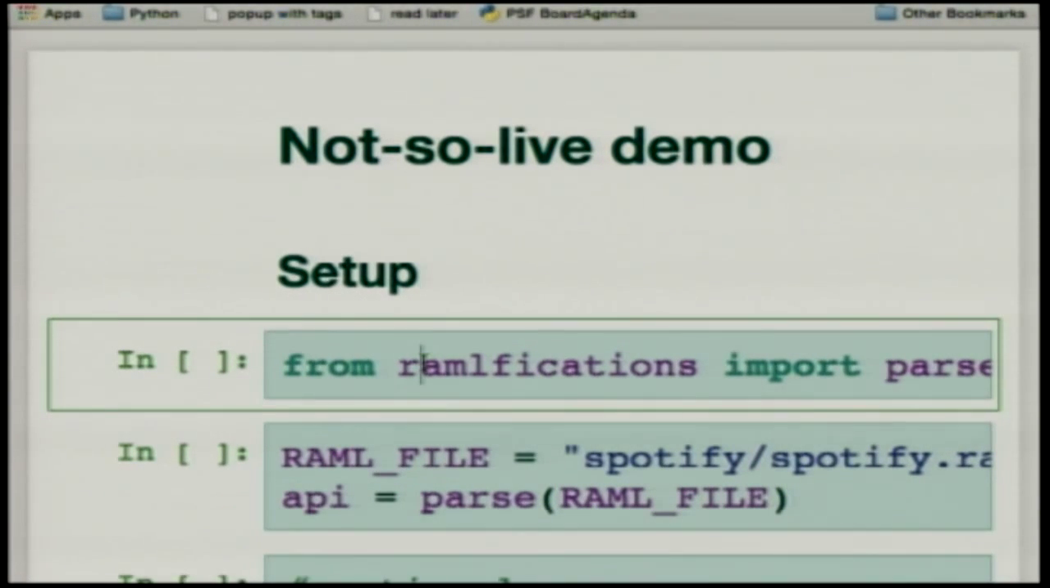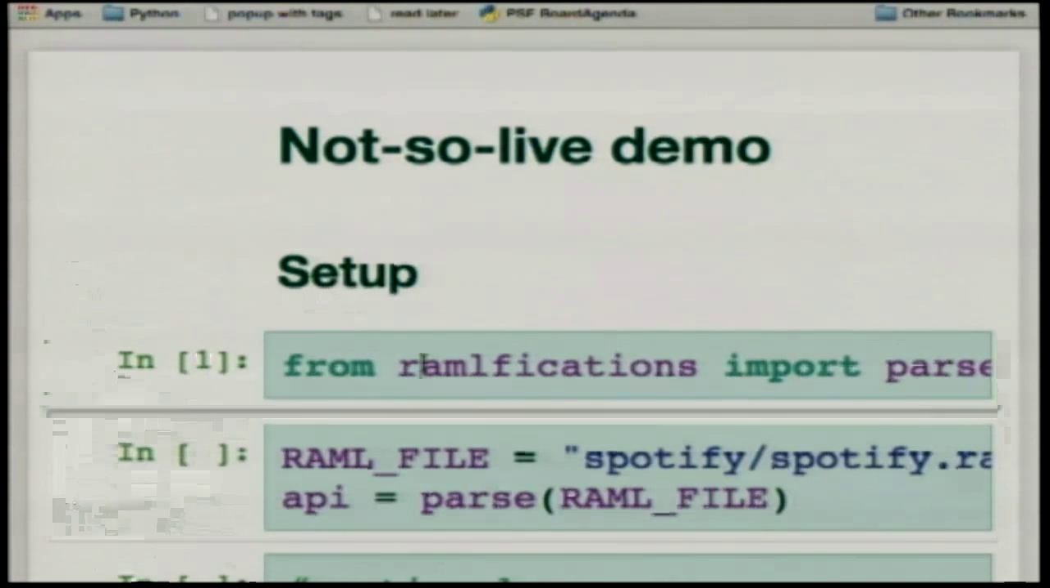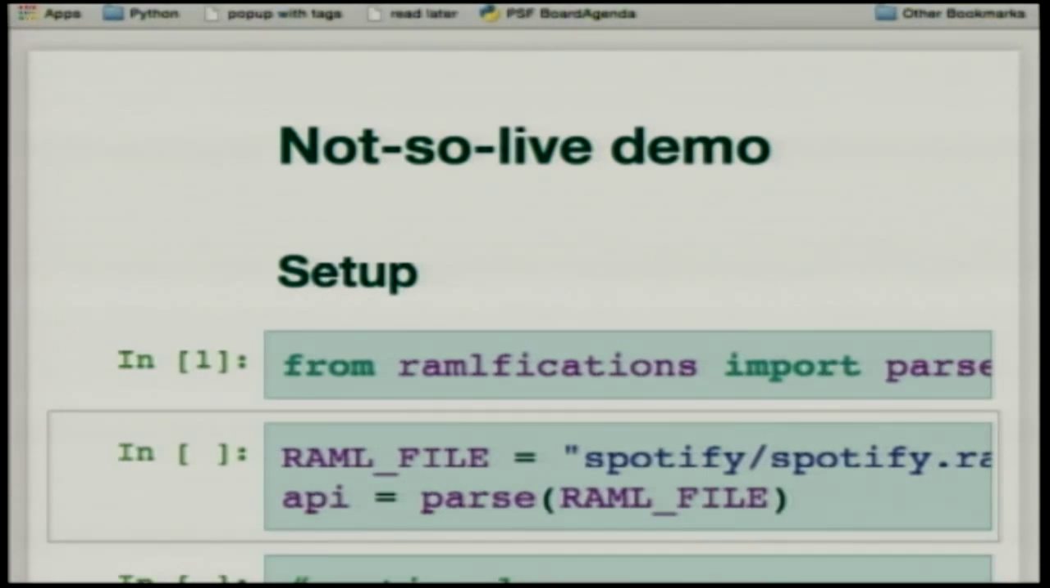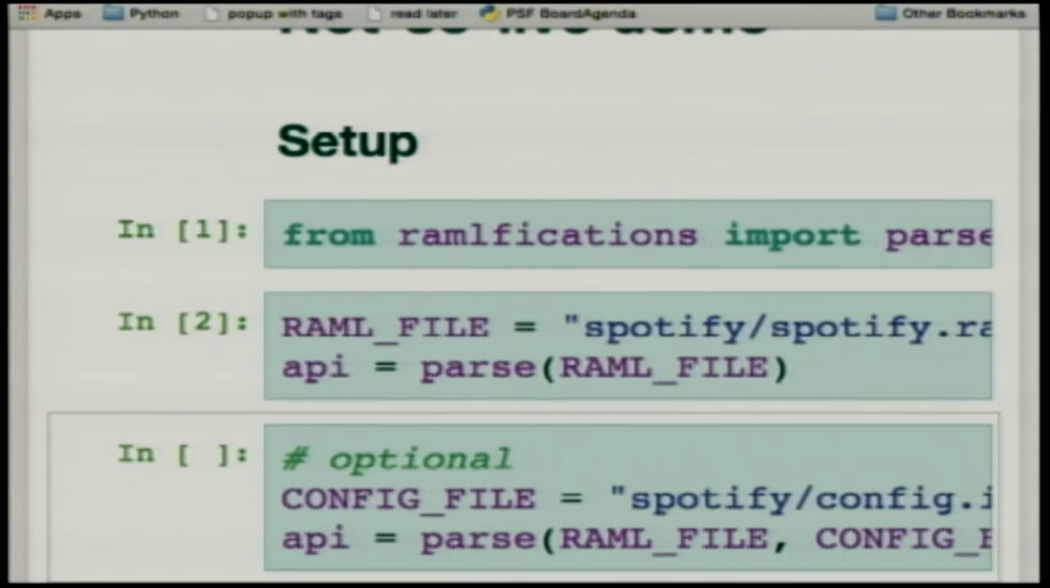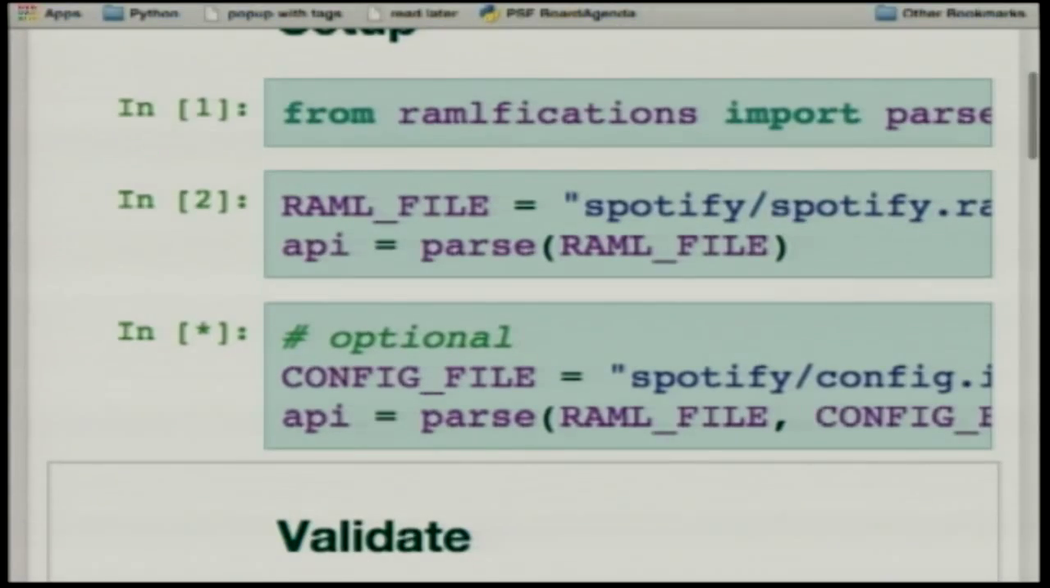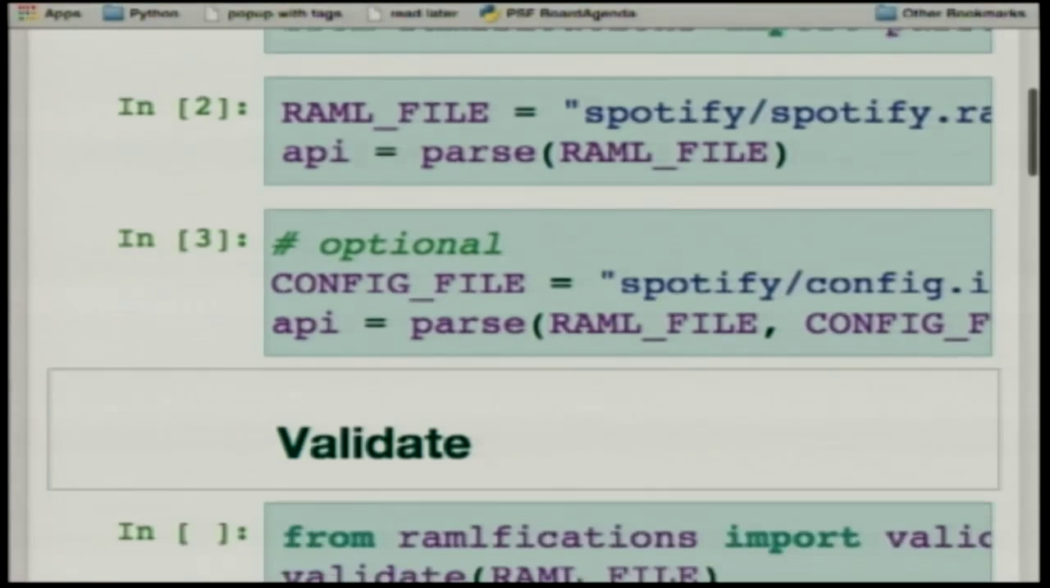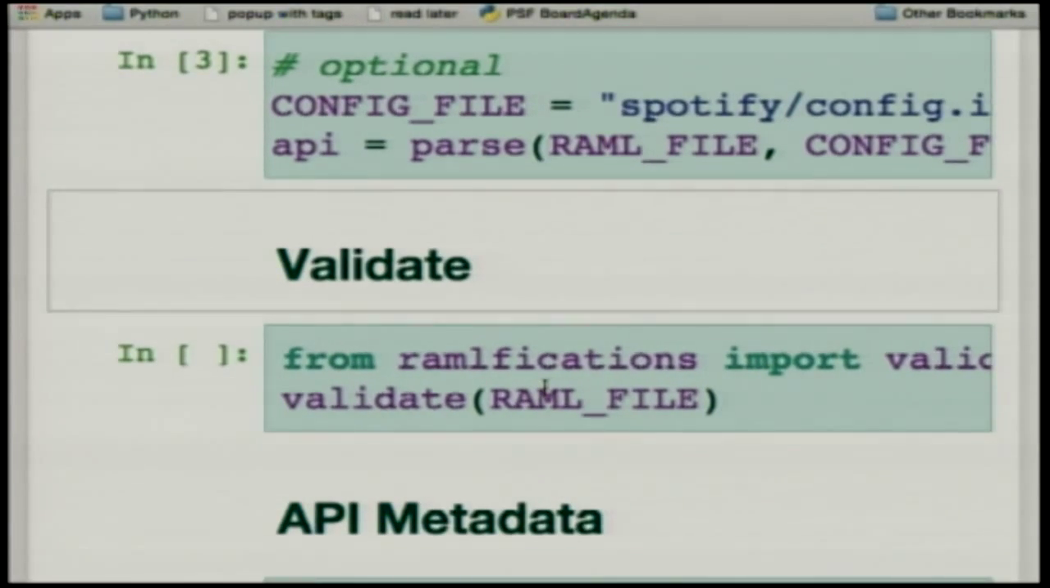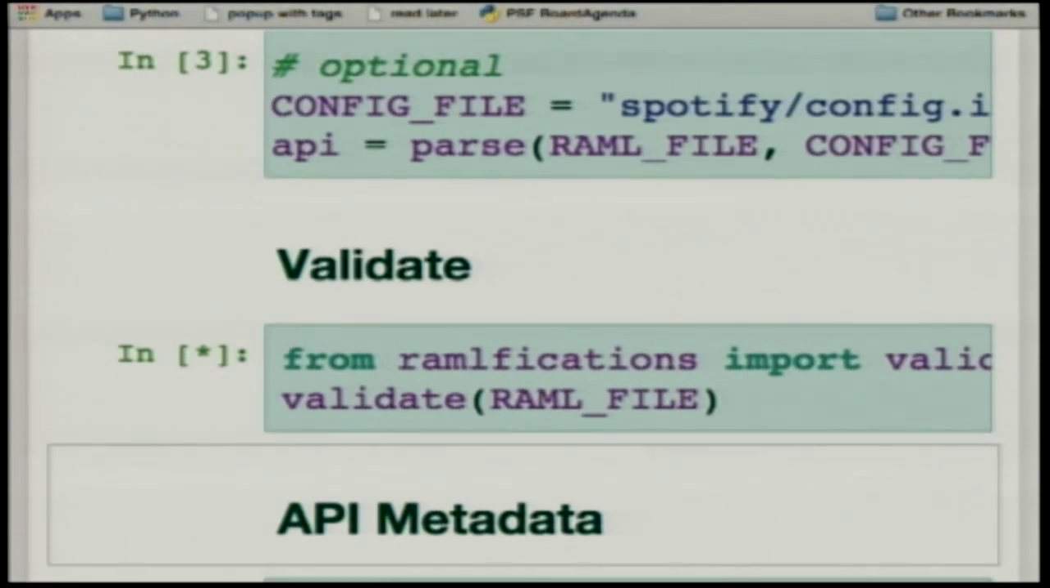So you would import ramifications, and you define your RAML file and pass it through parse. You have an API object. You can optionally pass in if you want to validate, or if you want to just add some more things that are legal in RAML. This is how you would validate it. You would just import the validate function and validate. It returns nothing if everything's okay, or it says an error if something's wrong.